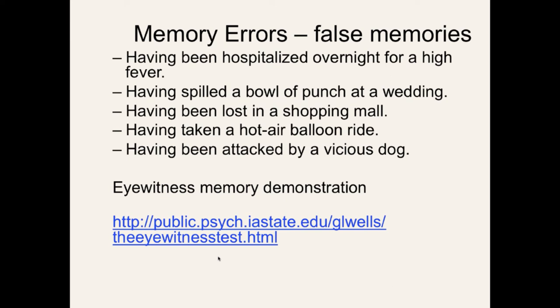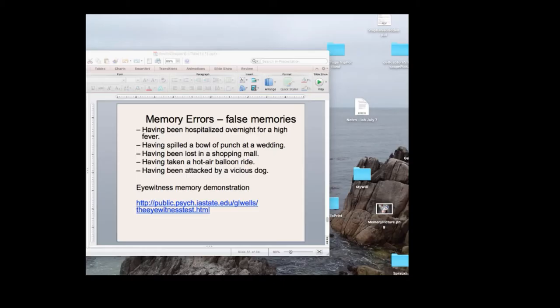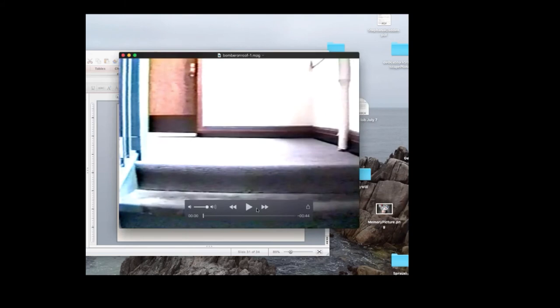Given how vulnerable memory is, how reliable would eyewitness memory to a crime be? Let's take a look. So we're going to first watch a crime happen.